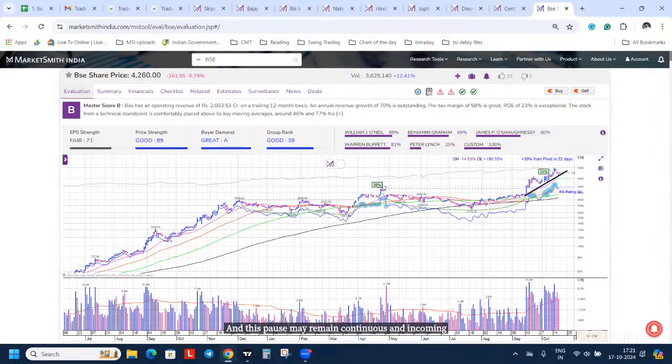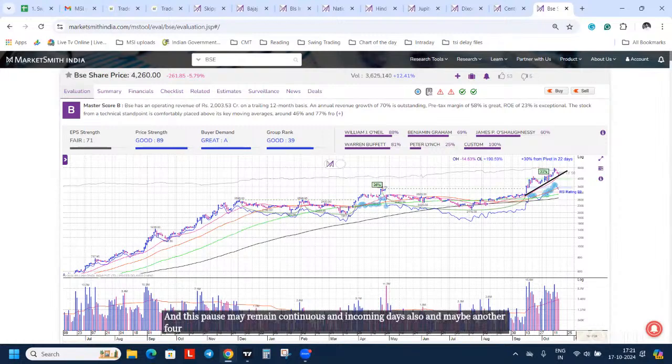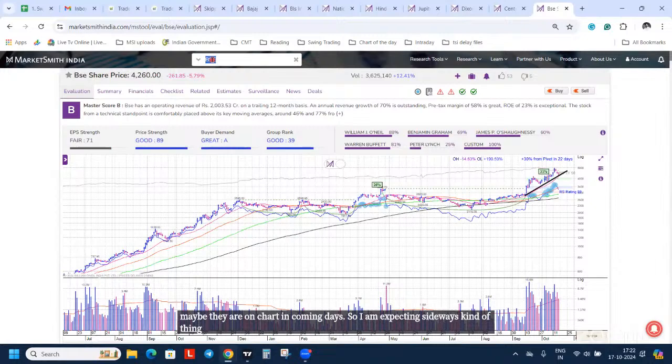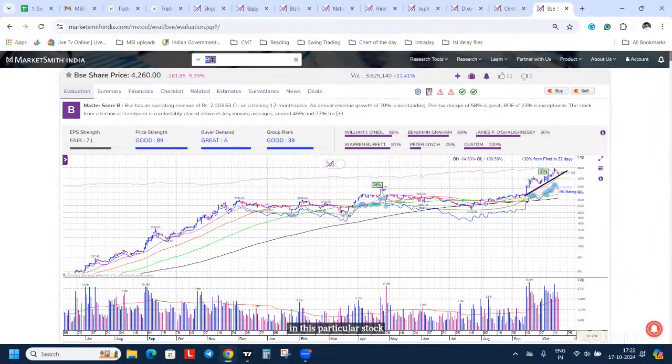This pause may continue in coming days also, and maybe another 4, 5% move here and there may happen. Maybe 4,000, 3,900 kind of levels may be achievable on the chart in coming days. So I'm expecting a sideways kind of trend in this particular stock, BSE. So I would not suggest taking fresh entry from a short-term perspective. If someone is holding, just keep watching how the stock is going to react below 4,000.